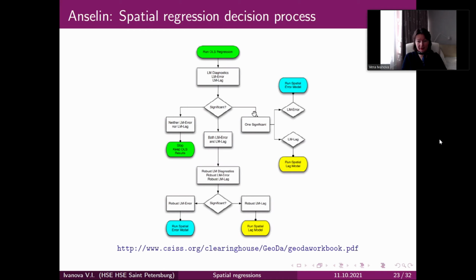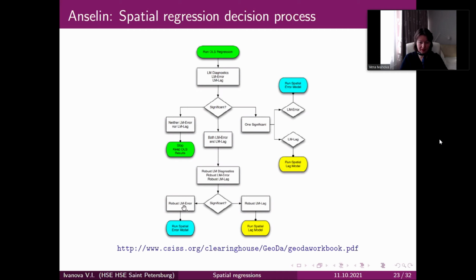If only one is significant, then we should distinguish which one is significant. If the LM error test is significant, then we run the spatial error model. If only the LM lag test is significant, then we run a spatial lag model. If they both are significant, then we run the robust versions of the tests.